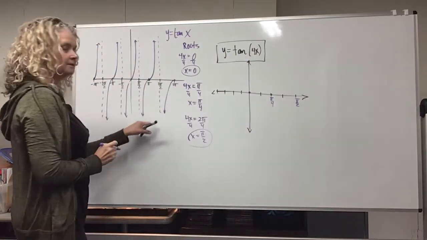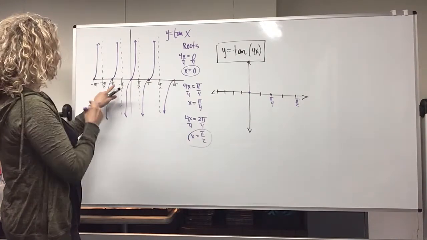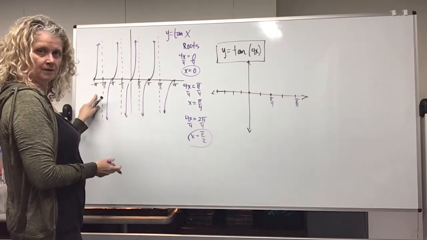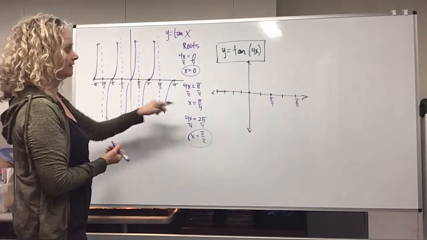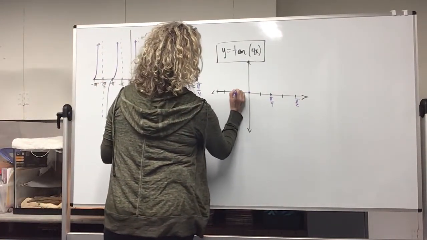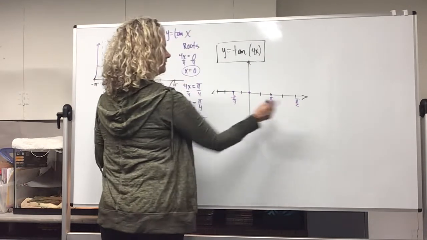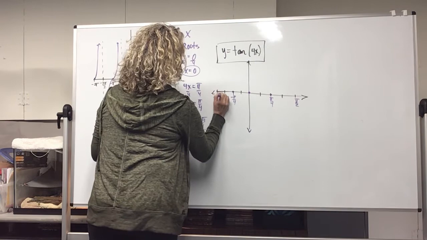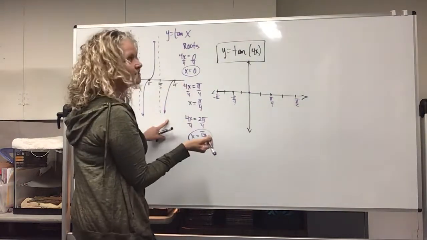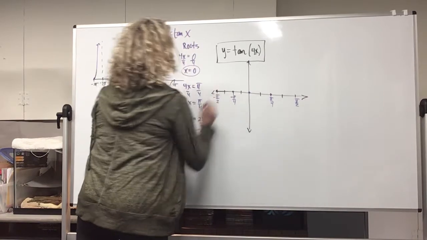Now if we went through and we did this exact same process for the left side of the graph, you would see it is a mere reflection because these are periodic functions and they're predictable. So if this is positive pi over 4, this is going to be negative pi over 4. If positive pi over 2 is a root, then negative pi over 2 is also a root.